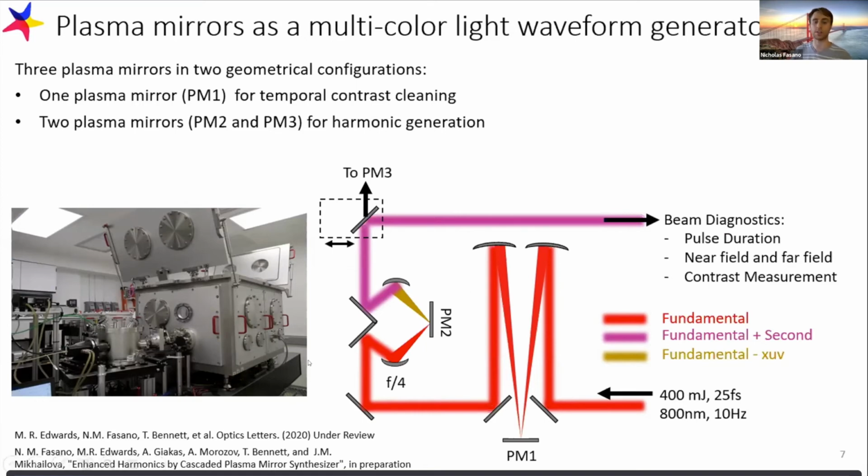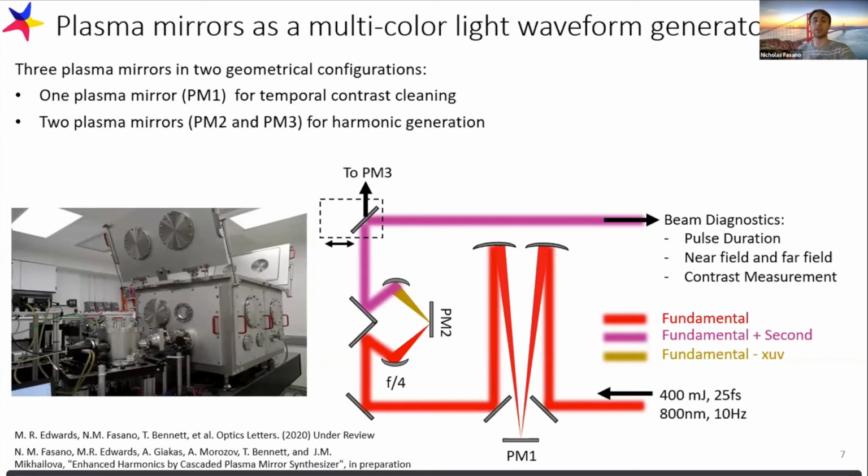I show here our experimental setup in schematic form, where we have three plasma mirrors in our setup. The first plasma mirror is a non-relativistic plasma mirror. It doesn't generate harmonics. It's mainly used for temporal contrast enhancement to eliminate unwanted prepulses. Afterward, the beam is sent to a second plasma mirror. This is our first relativistic plasma mirror in the setup, and it's used to generate a multicolor light waveform. In principle, harmonic orders from the fundamental through the XUV are generated. However, because of the beam transport, all higher order harmonics are lost, and we're only left with a two-color light waveform.